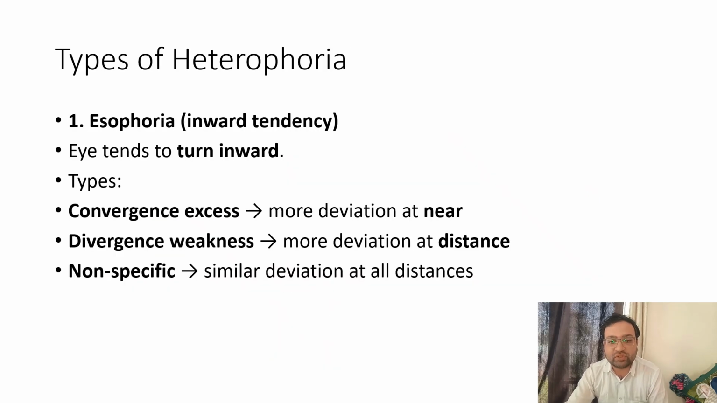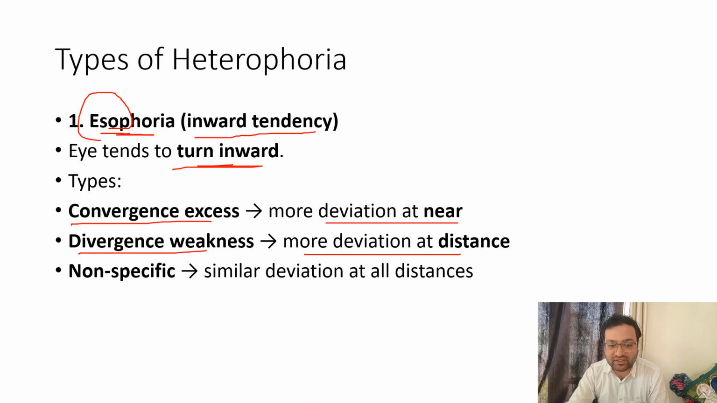Now coming on to the types of heterophorias. Number one is the esophoria. Eso means inside. It is the inward tendency. Eyes turn inwards. So the types of esophorias: if there is convergence excess, there is more deviation at the near. Divergence excess means more deviation at the distance. It can be non-specific, meaning similar deviation at all the distances.